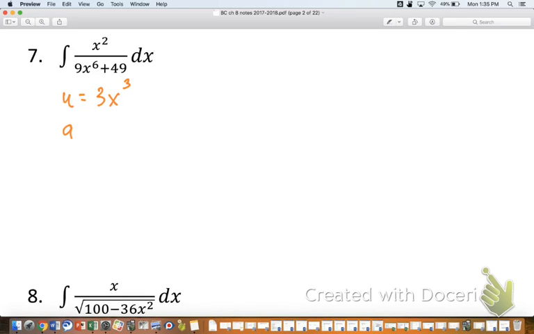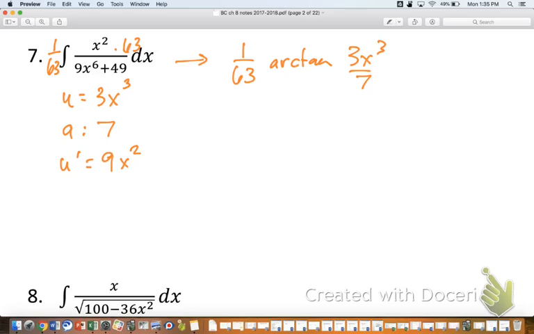And my a would have to be 7. And my u prime then would have to be 9x squared. So obviously the denominator is set up nicely. Can we make the numerator fit? We're off by a little bit, aren't we? We're off by a factor of 63. So I'd go times 63 times 1/63. So it'd be 1/63 arctan of 3x cubed over 7 plus c.